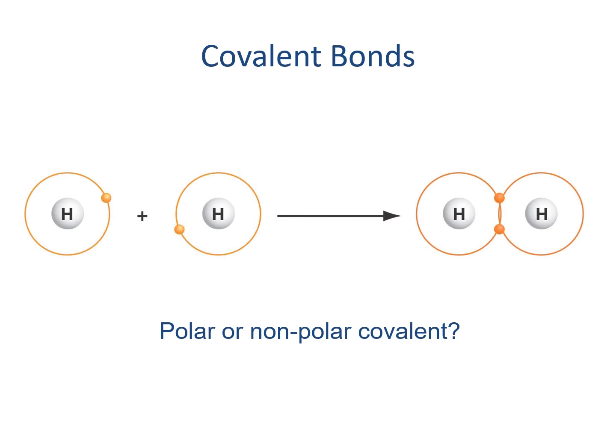So I know I'm probably repeating myself, but I just want to make sure it's absolutely clear. In a case where we have two atoms that come together that have the same electronegativity or a very similar electronegativity, we're going to get a non-polar covalent bond if they're sharing electrons.